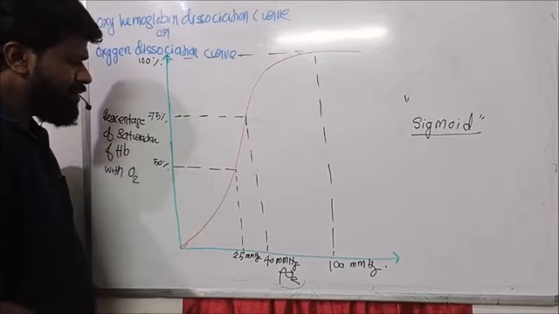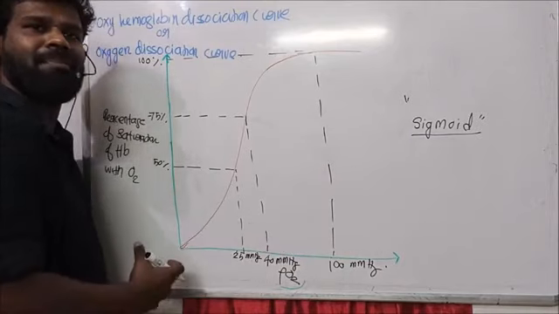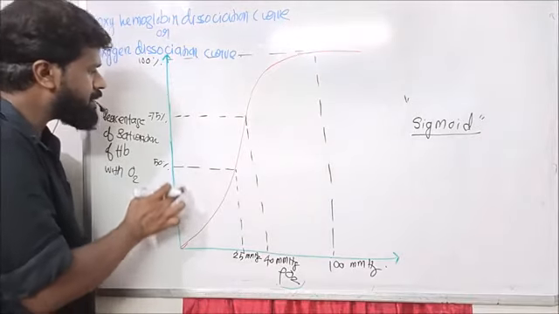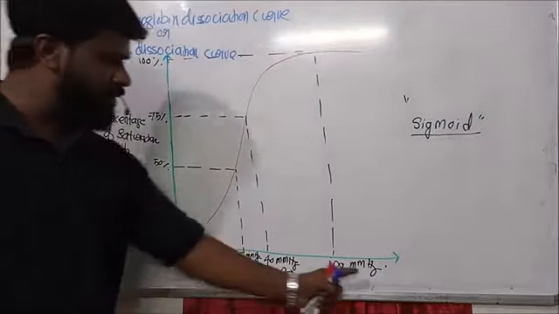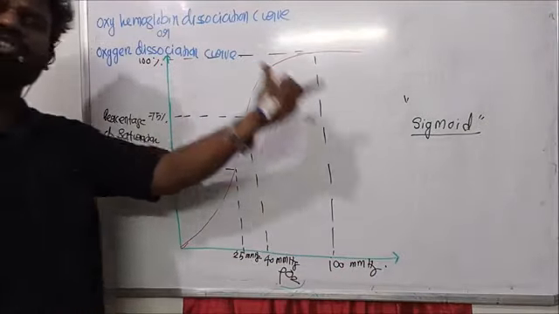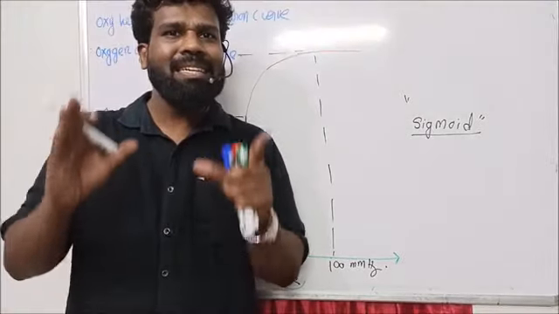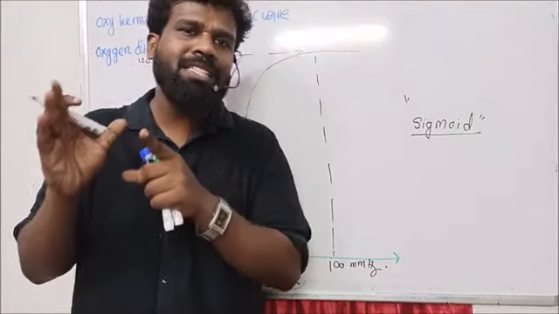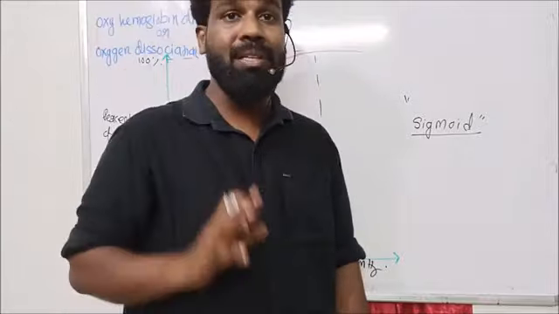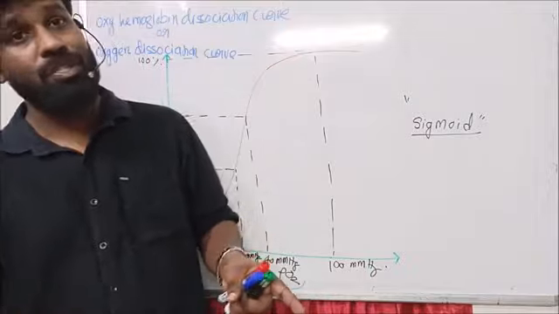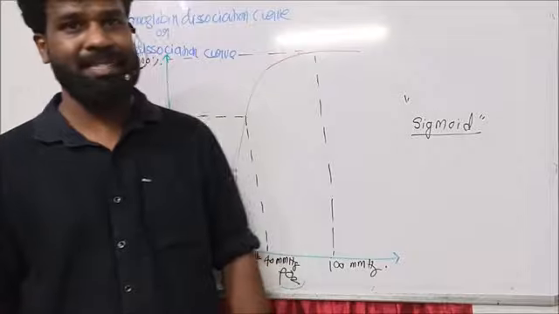See, in this curve, when the partial pressure of oxygen increases, what happens to the percentage of saturation? The percentage of saturation of hemoglobin with oxygen also increases. When PO2 increases, the percentage of saturation also increases. But this oxygen dissociation curve represents the association and dissociation of hemoglobin with oxygen under the normal physiological condition.